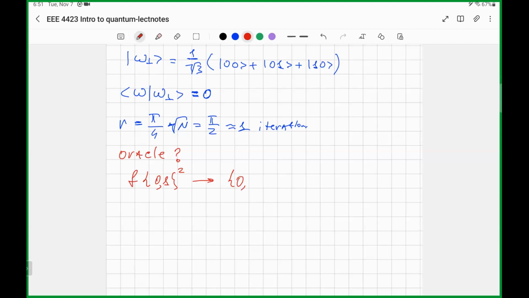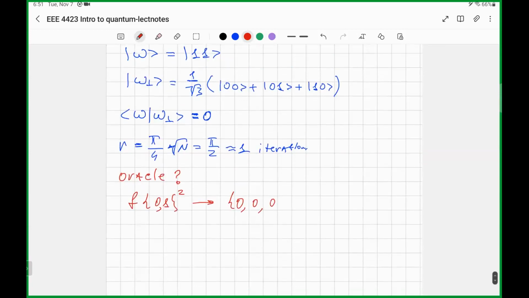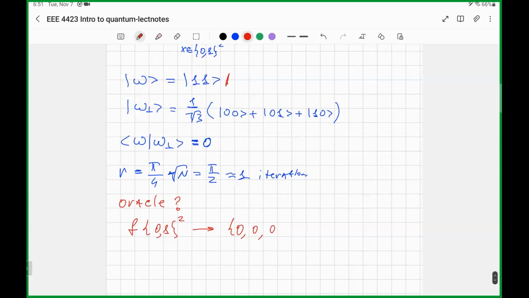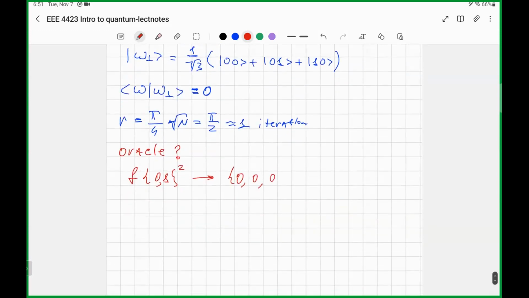For example, the state 0 0 is not our state, right? So the return will be 0. The state 0 1 is also 0. The state 1 0 is also 0. But the state 1 1 is the state we are searching for, so it must return 1 here. Okay.